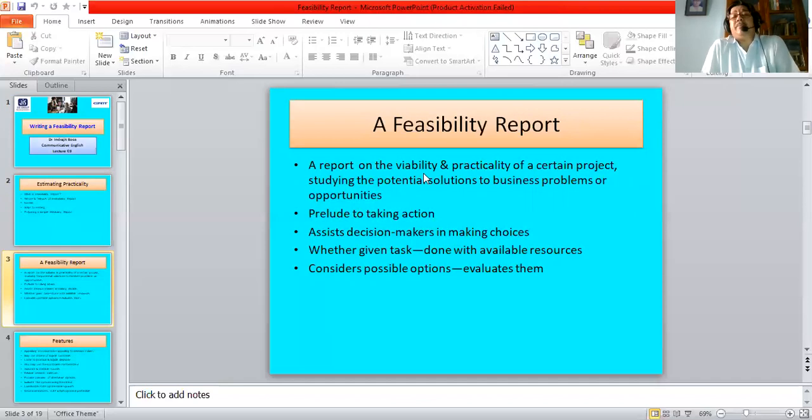In fact, a feasibility report is a necessary prelude to taking action. It assists decision makers in making choices. Now, whether the given task is done with available resources or not, and whether you need more resources for that, and it considers all the possible options which are available and which ones can be selected and which ones may not be selected or which ones can be improved upon. So these and other questions are answered by the feasibility report, which is what we are going to take a look at now in greater detail.